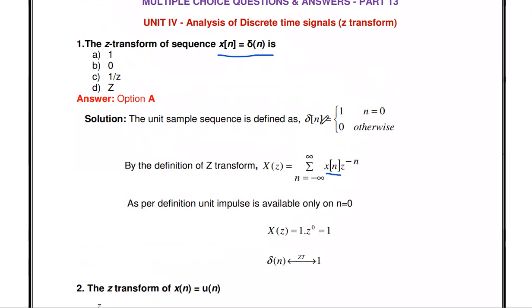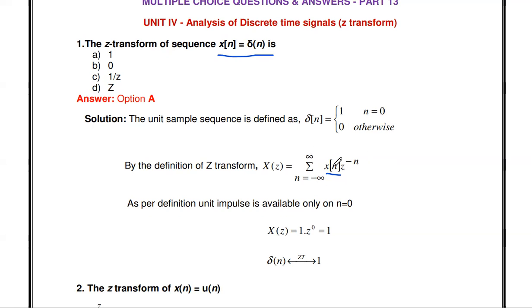What does del of n mean? The del of n has amplitude 1 only at time n equal to 0. For the remaining time, the sequence does not have any amplitude. This is the del of n sequence. We have to substitute this del of n value in the Z transform formula, in the summation from n equal to minus infinity to infinity. Our x of n is available only at n equal to 0, so put n equal to 0 in the above formula.